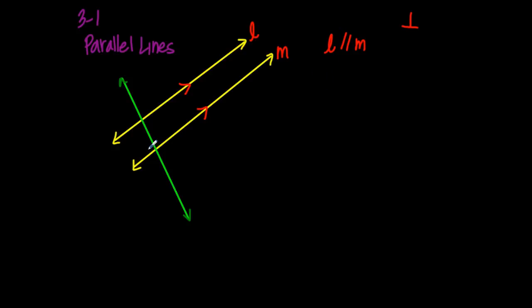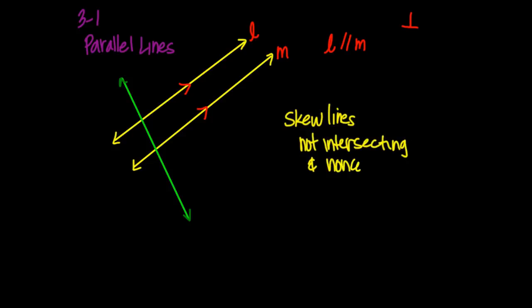All right, so now let's talk about skew lines. Skew lines are lines that do not intersect, and they're not in the same plane. So they're not intersecting and non-coplanar. They don't intersect and they're not in the same plane.